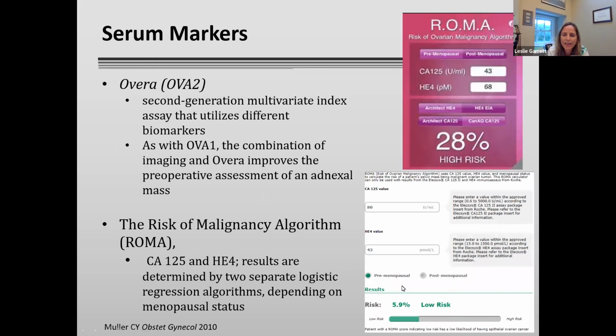And again, there are other tests, the ROMA test, or the risk of ovarian malignancy algorithm, which is an app on your phone, and you can plug in your CA125 and your HE4 values, and it's going to tell you a score, and it also bases it on menopausal status. And so again, all of these are good, but not perfect.